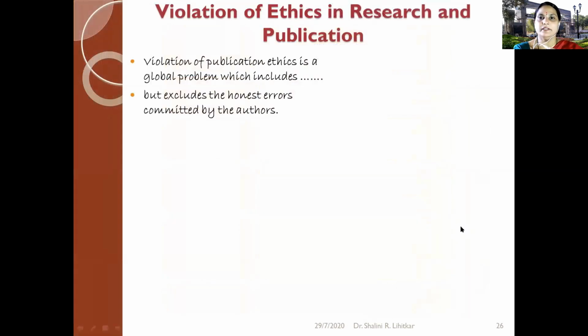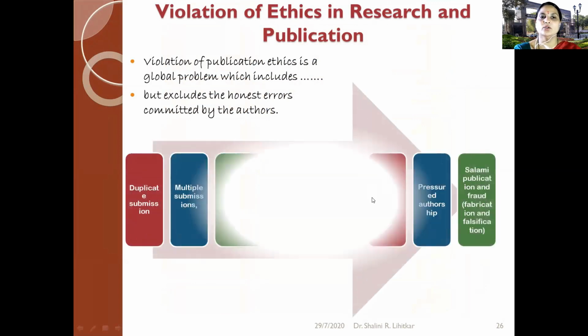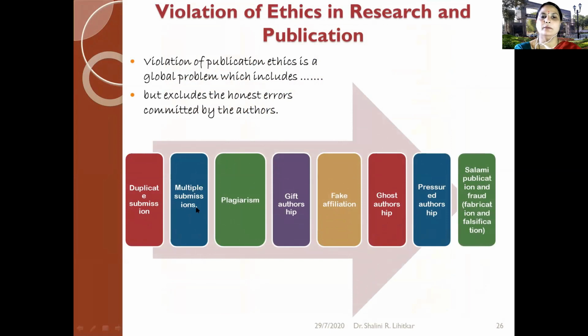Then violation of ethics in research and publication. Friends, the violation of publication ethics is a global problem, which includes duplicate submission, multiple submissions, plagiarism, gift authorship, fake affiliation, ghost authorship, pressured authorship, salami publication and fraud publication, which comes under fabrication and falsification. But it excludes the honest errors committed by the authors.